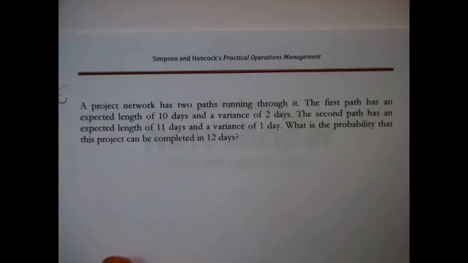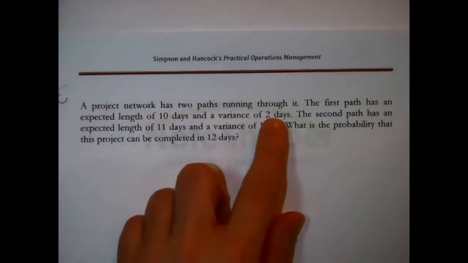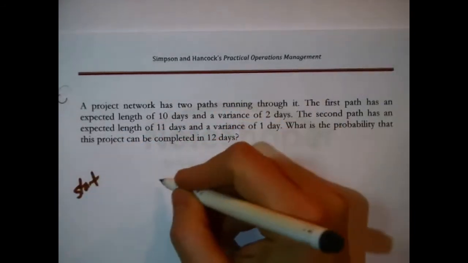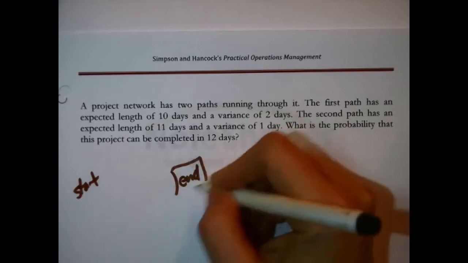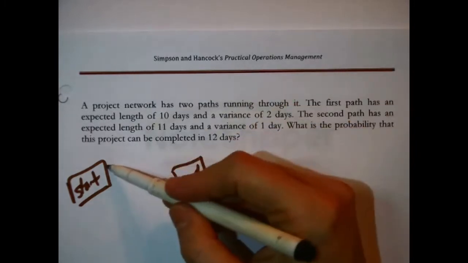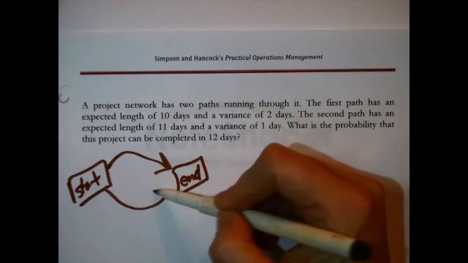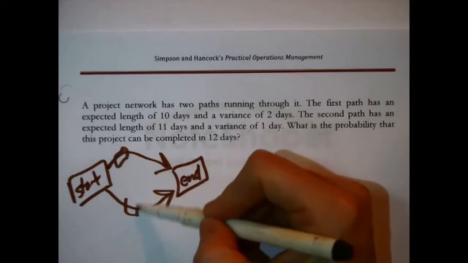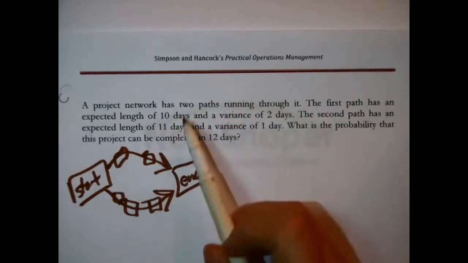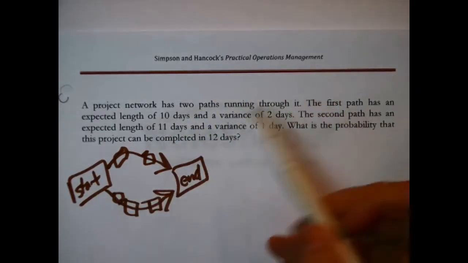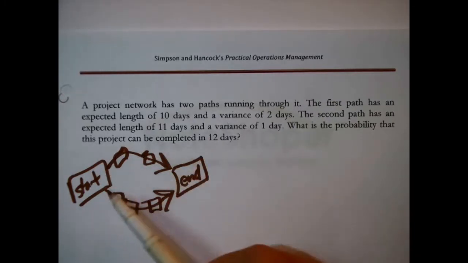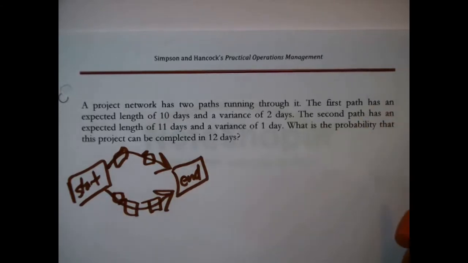Let's take a look. A project network has two paths running through it. So what this is saying, just here at the beginning, is that perhaps we did do the classic network analysis. We had a starting and an ending node, and there may have been two activities, there may have been 200 activities. We don't really actually need to know. In this problem, it's telling us that by the time we were done with the network, there's these two paths through it. There's only two routes to get from the start to the end in that network.